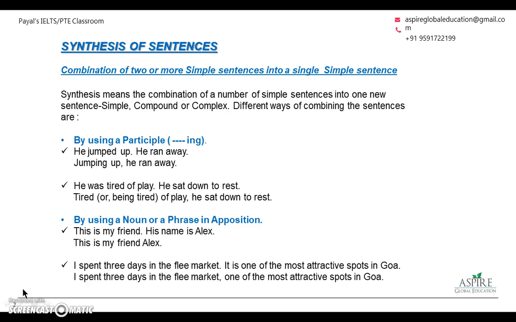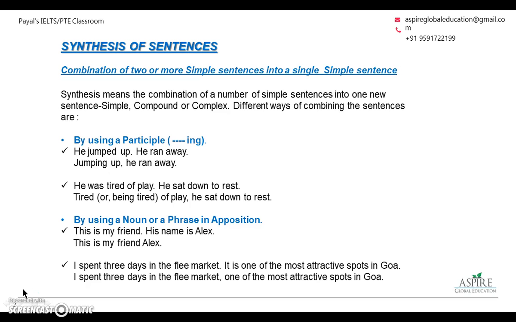Now let's look at these examples. Synthesis means the combination of a number of simple sentences into one new sentence, be it simple, compound, or complex. So we can combine sentences in different ways by using a participle. He jumped up, he ran away. We have the subject repeated twice. So I'm going to use the participle form of jumped and remove the second subject. Jumping up, he ran away.